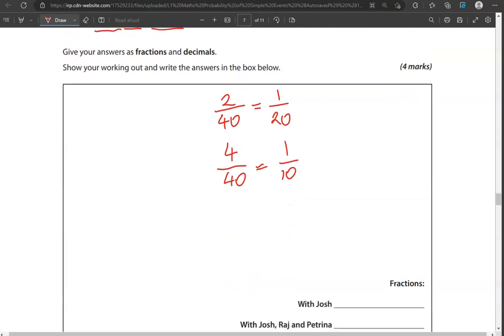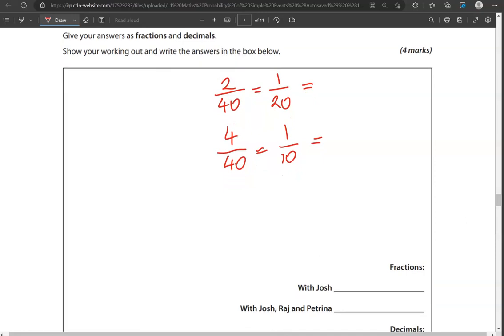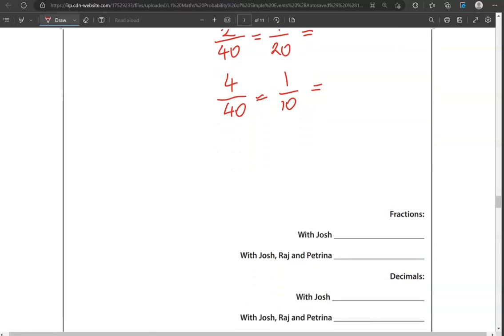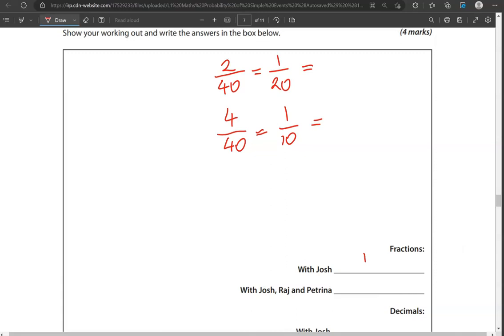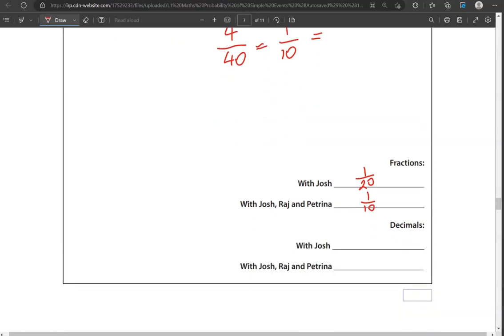And we need to write these as fractions and as decimals as well. So fractions: with Josh 1/20, with Josh, Raj and Katrina 1/10. As decimals, we know that 1/10 is 0.1 and 1/20 is 0.05, but you can always work it out with a calculator.